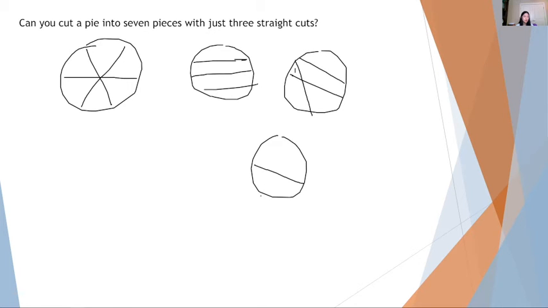So with one line, you can only intersect it one way, but for the 3rd line, we want to intersect as many other lines as we can. So we just do something like this, and this gives us 1, 2, 3, 4, 5, 6, 7.